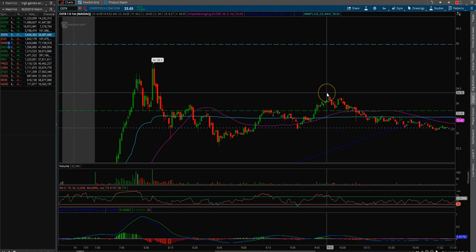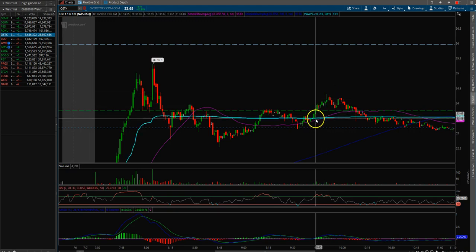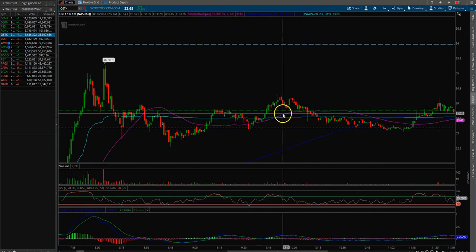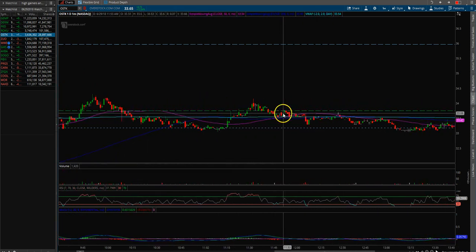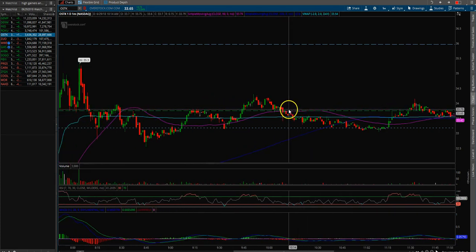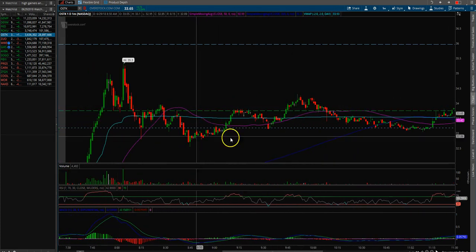33.42. It hits a high of 34.35. Multiple points, just making these small movements throughout the day using these types of strategies. And then for the rest of the day, I think it was just dead. But yeah, pretty good stuff here that happened.